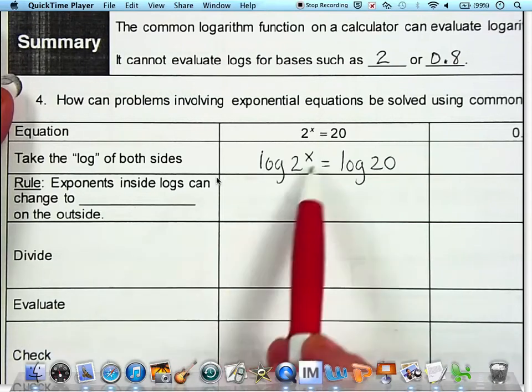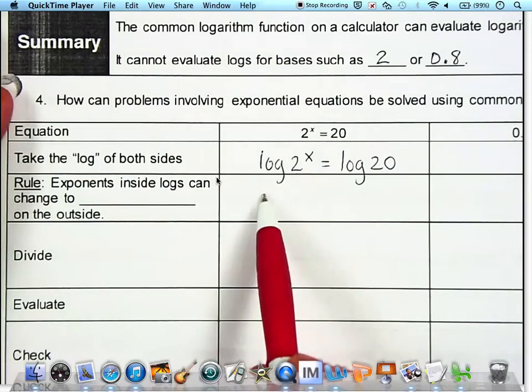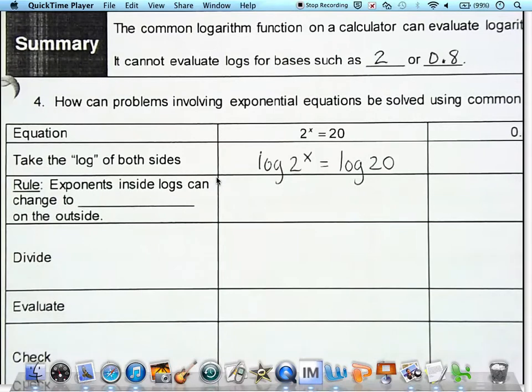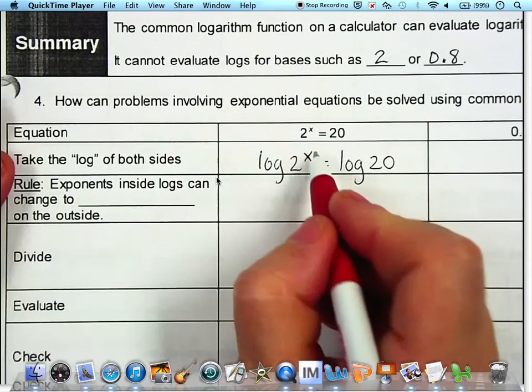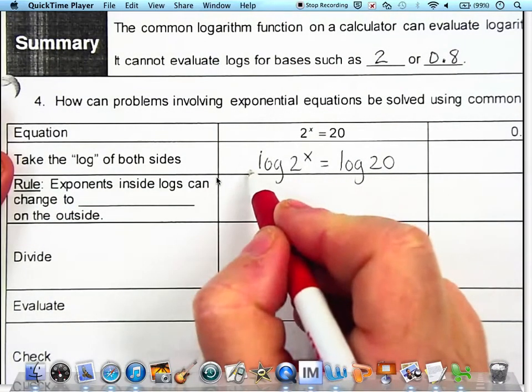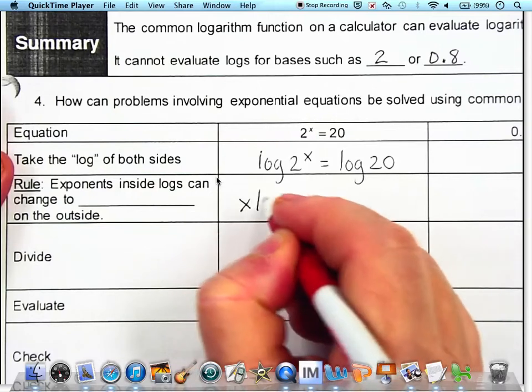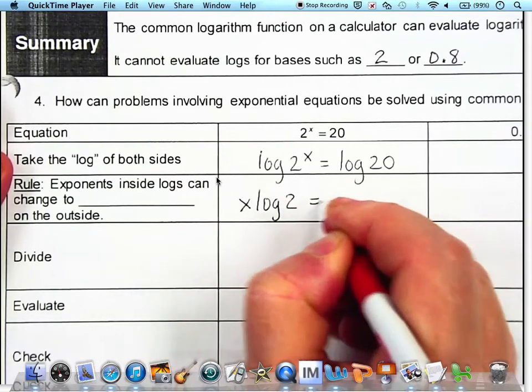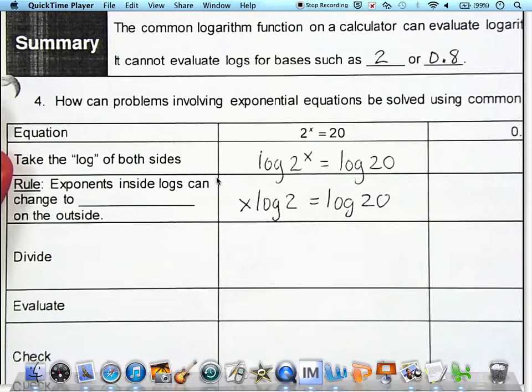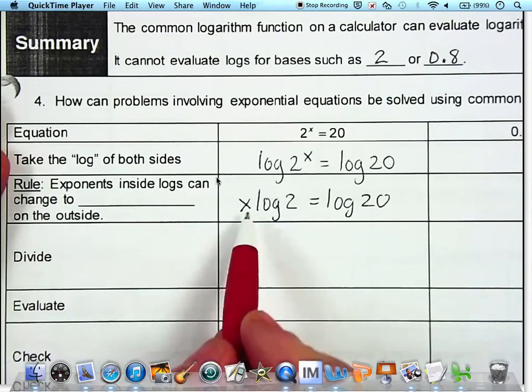This is one of the properties right here: log of m to the n. How can we change log of 2 to the x? Move this x to the front. So x times log of 2 equals log of 20. Now we don't have x as the exponent anymore, and we can solve for x.